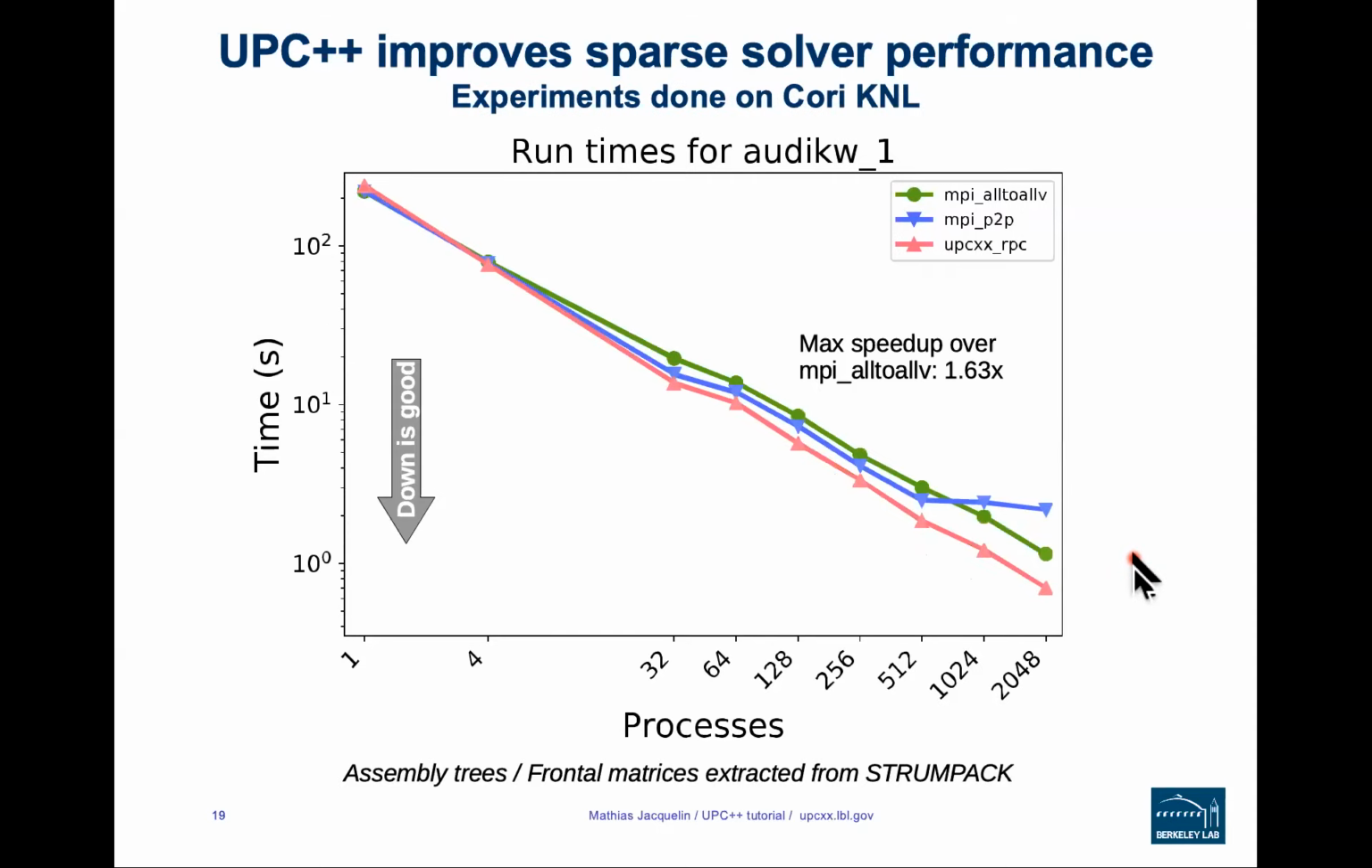On Cori KNL, we have a similar behavior where the UPC++ RPC implementation is achieving a speedup of 1.63x at scale over the all-to-all-V based implementation. I have to mention that here we're talking about multifrontal factorization. So we have generated the assembly trees and frontal matrices from a state-of-the-art solver called StrumPack, which is developed here at the lab. And StrumPack is also an ECP project.